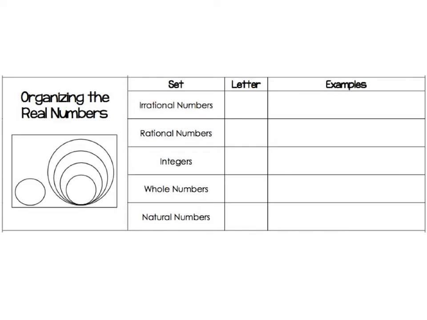Alright, so organizing the real number system. First, let's break down the letter that represents each set, and some examples of each set. First, we've got irrational numbers, and we use the letter I to represent irrational numbers. Some common examples of irrational numbers would be pi, like we talked about before, and the square root of non-perfect squares. So for example, the square root of 5, the square root of 72, the square root of 41. These are all irrational numbers because they go on forever and they do not end and they do not repeat.